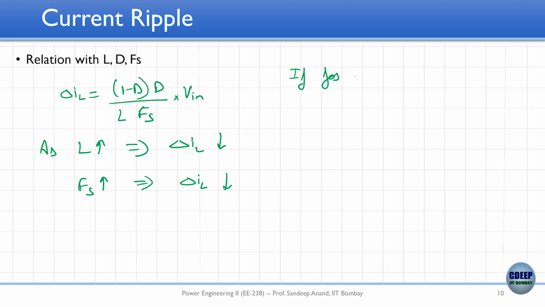For a given delta IL, how to reduce L? Why do you want to reduce L? Because the value of inductance determines the size of the inductor. What is the total energy stored in the inductor? Half L i square. So if you can reduce the L, you can reduce the size of the inductor, and therefore I want to reduce L. I want to make the converter as compact as possible. So if I have to do that, what should I do? I should increase Fs.